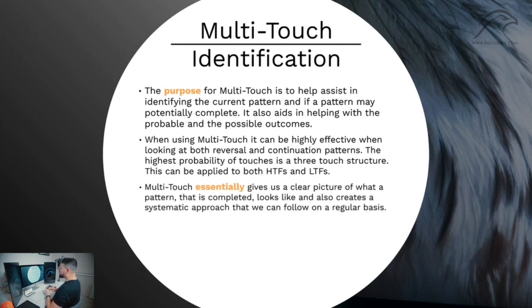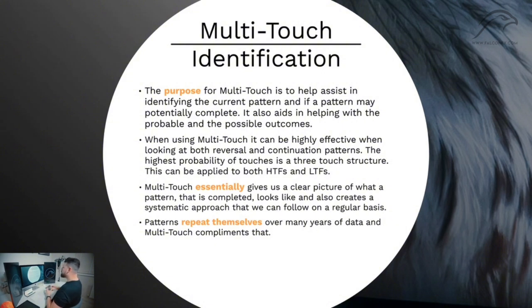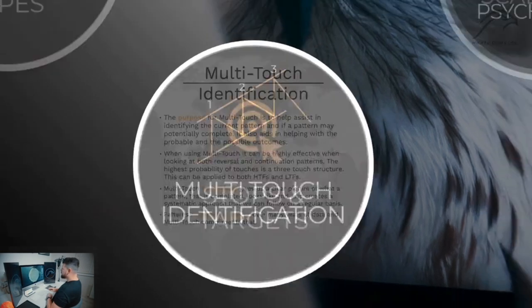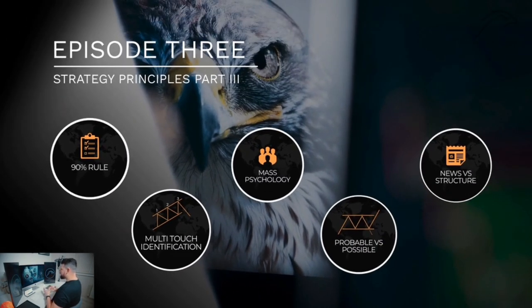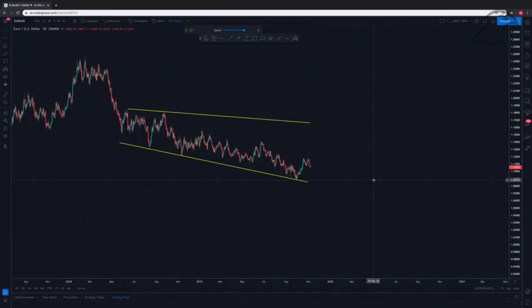Multi-touch essentially gives us a clear picture of what pattern has completed and what it looks like. It also creates a systematic approach that we can follow on a regular basis. Patterns repeat themselves over many years of data, and multi-touch complements that, giving us the best possible edge within the markets. But let's take a look at that on the chart so we can see what multi-touch actually looks like and how we can apply it. So now let's take a look at multi-touch identification.